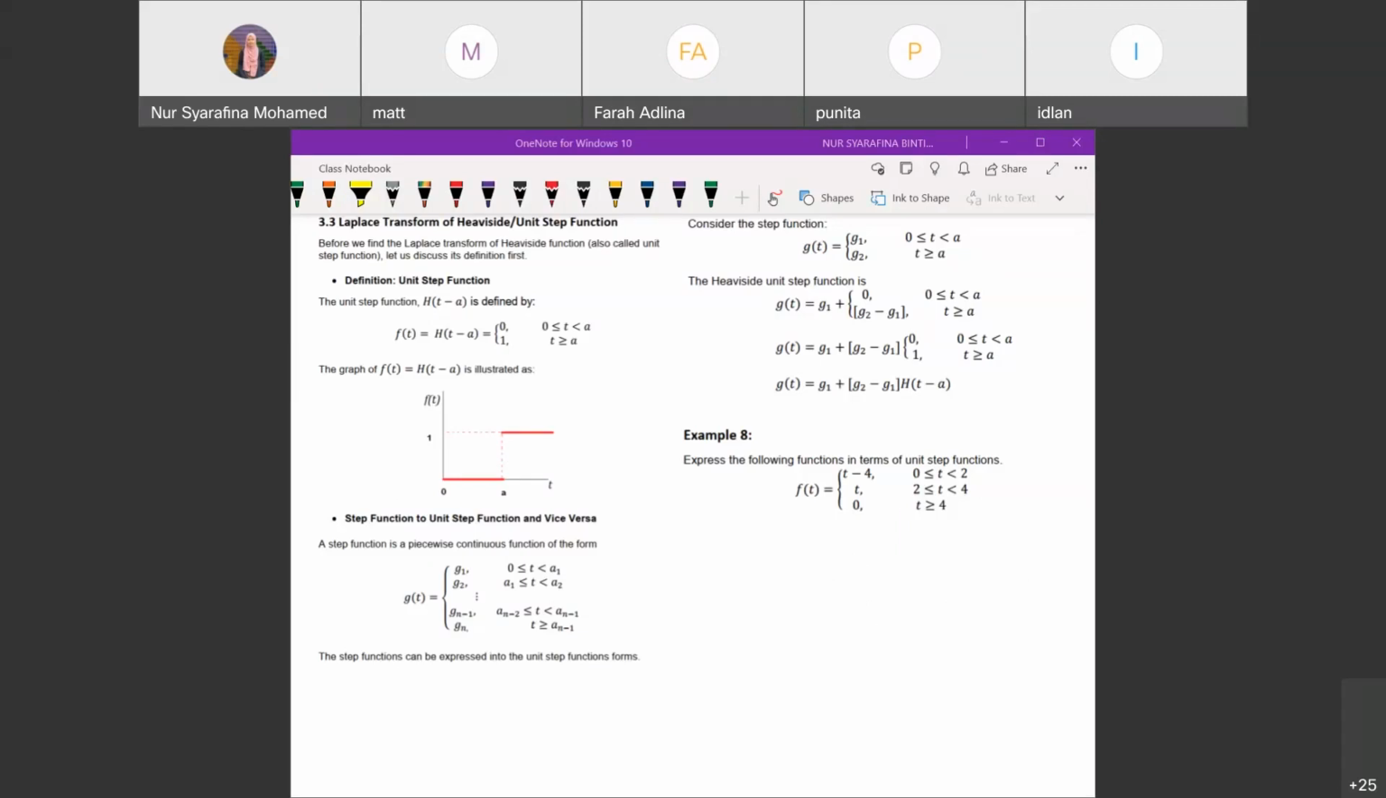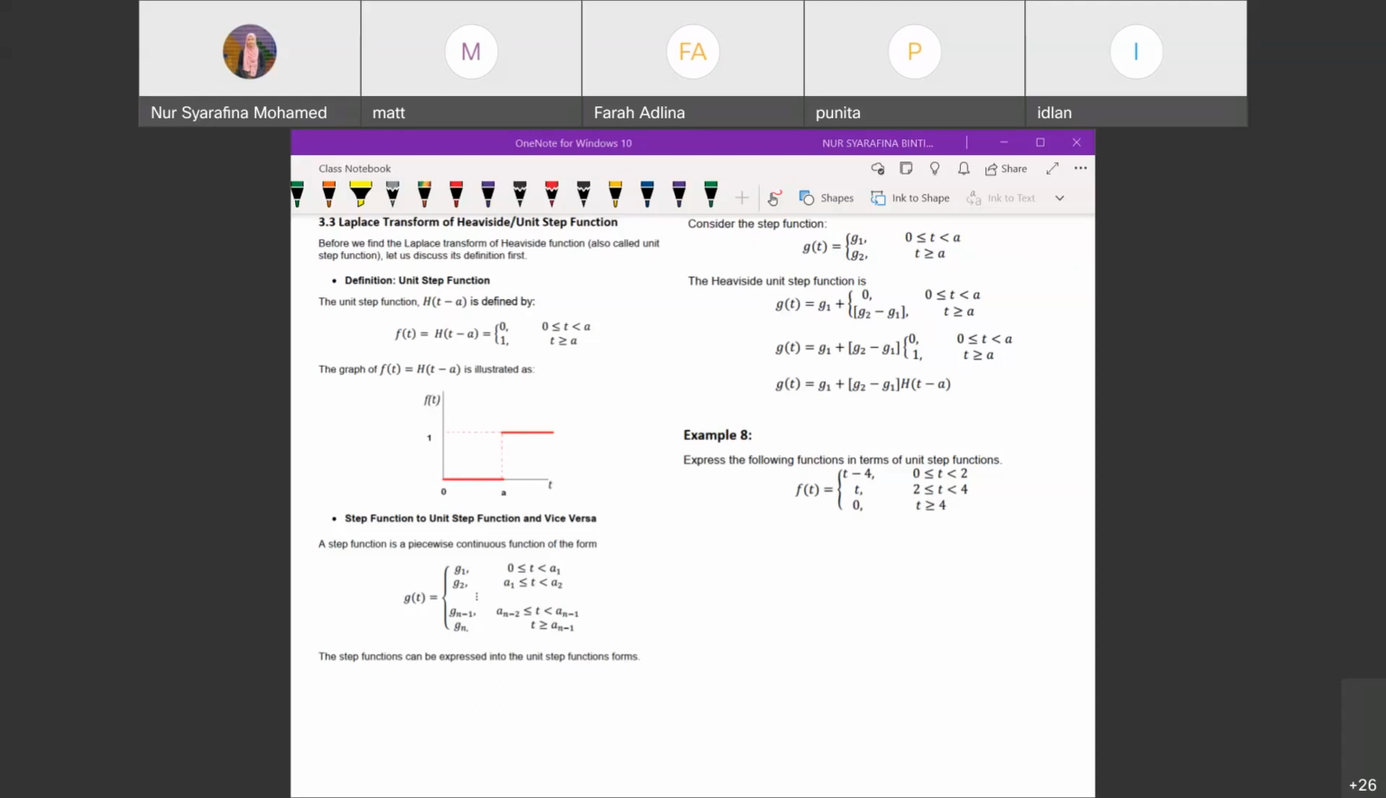Okay, 3. First one is what? Linearity. First shifting. Another one is multiplication by t to the power of n. So remember, for the properties of Laplace, we are going to have second shifting after this. So you need to know the difference between first shifting and second shifting.